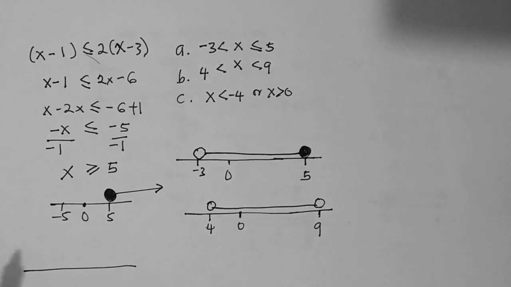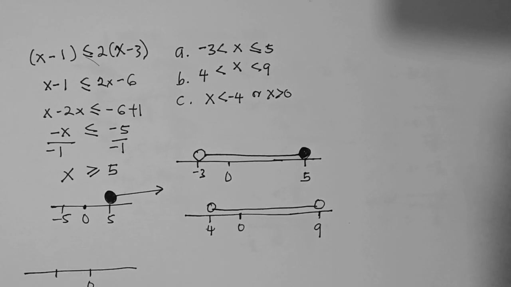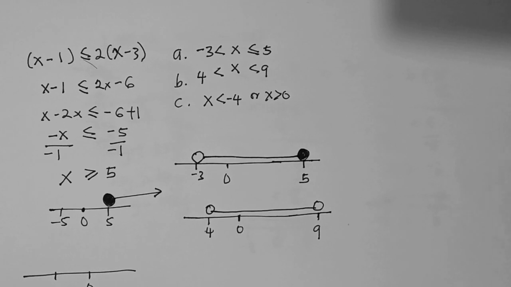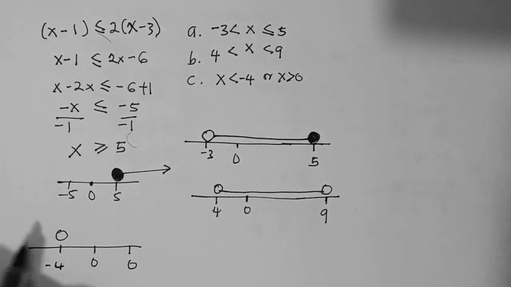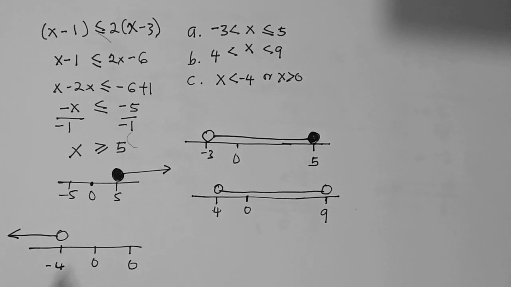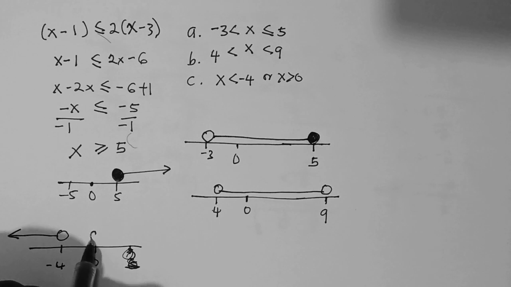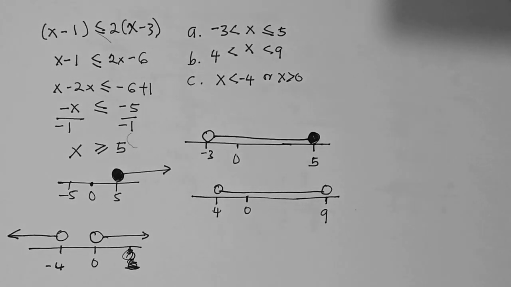It is x is less than minus 4, but greater than 0. So let's mark minus 4. X is less than that. So these are the values less than minus 4. Then 0. Sorry, let me cancel this. So here is 0. And then the value is greater than 0 at these values. So this is how to represent that on a number line.